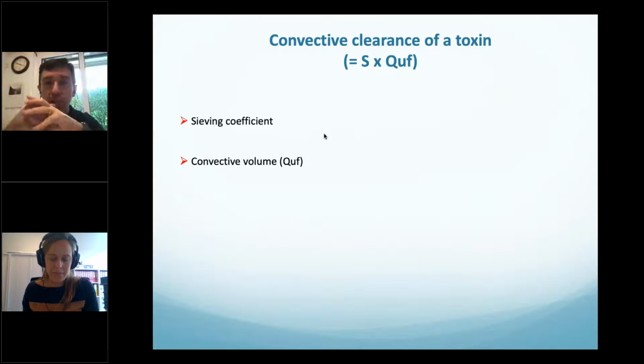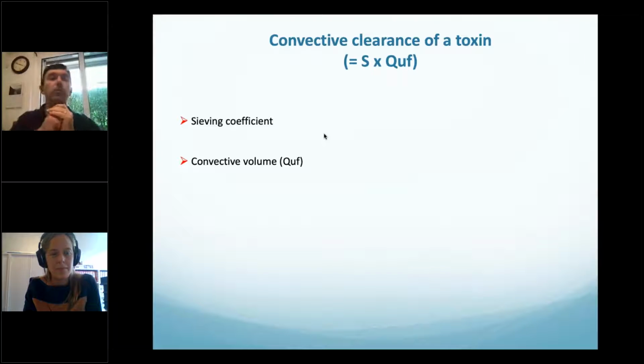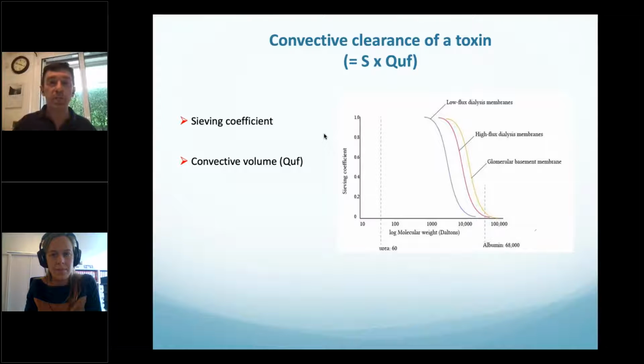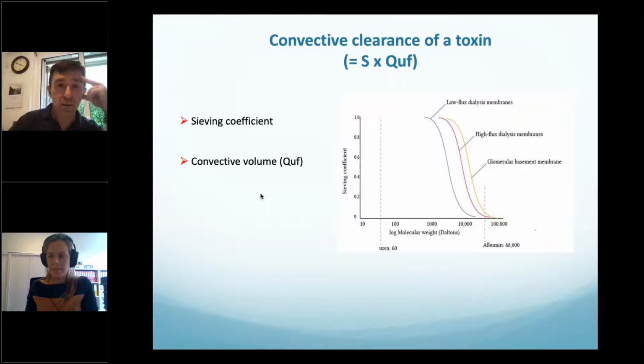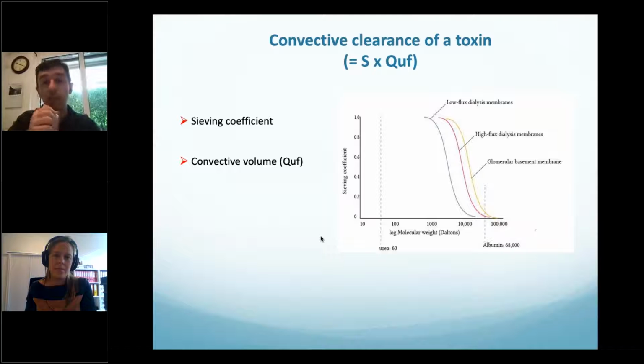The convective clearance of a toxin during convective modalities is basically the product of two parameters, the sieving coefficient and the convective volume. The sieving coefficient is a measure of the convective permeability of a membrane to a specific solute. It goes from 0 to 1. Basically, 1 means that the solute is free to pass across the membrane. 0 means that the substance is not dialysable. Sieving coefficient is dependent on the molecular weight, of course, but in a less strong way compared to the diffusion coefficient.